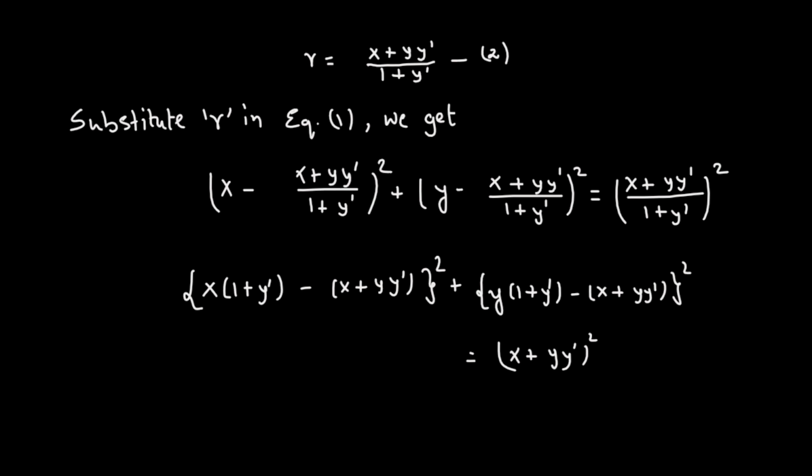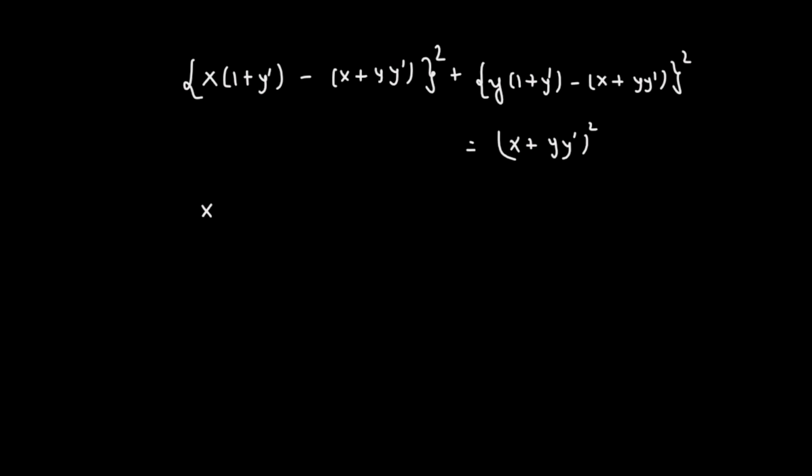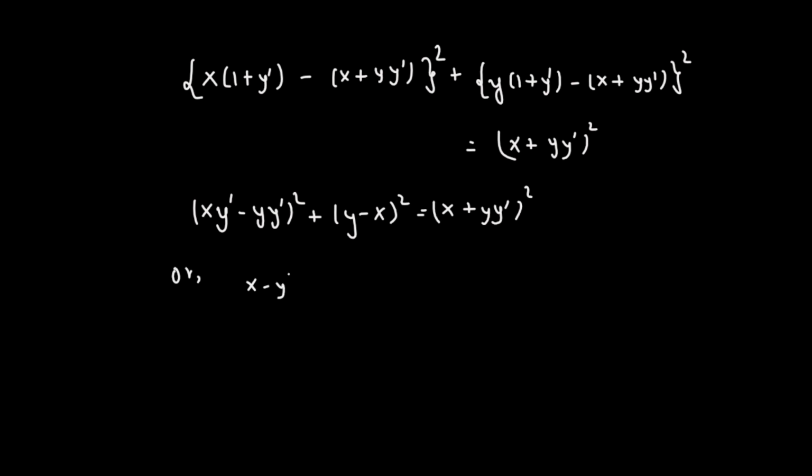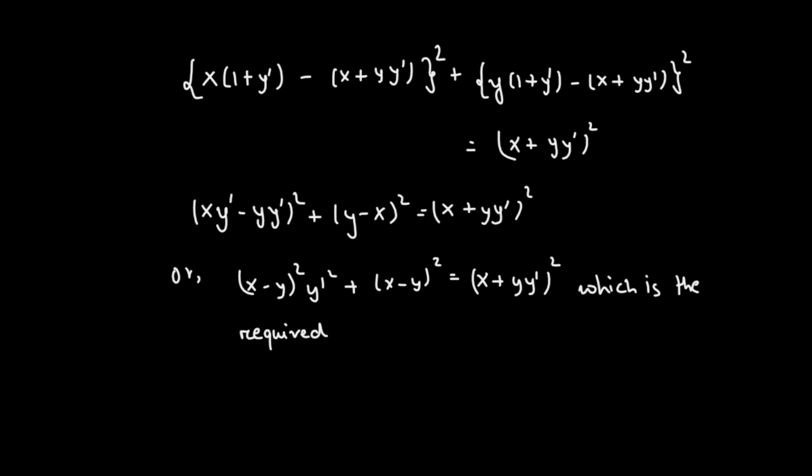y prime whole squared. On further simplification, we get x times y prime minus y times y prime whole squared plus y minus x whole squared equals x plus y times y prime squared, or performing some more algebraic steps, we finally obtain x minus y squared times y prime squared plus x minus y squared equals x plus y times y prime whole squared, which is the required differential equation.